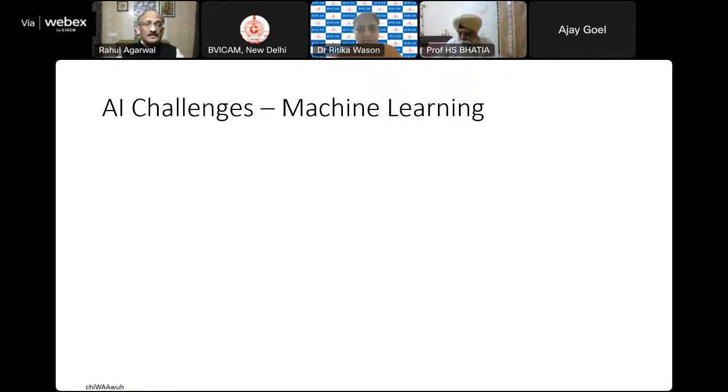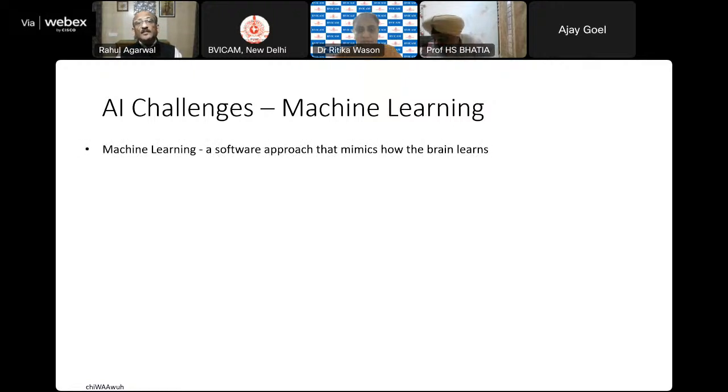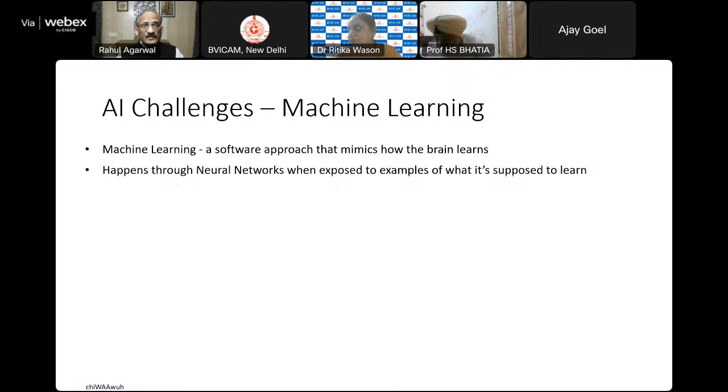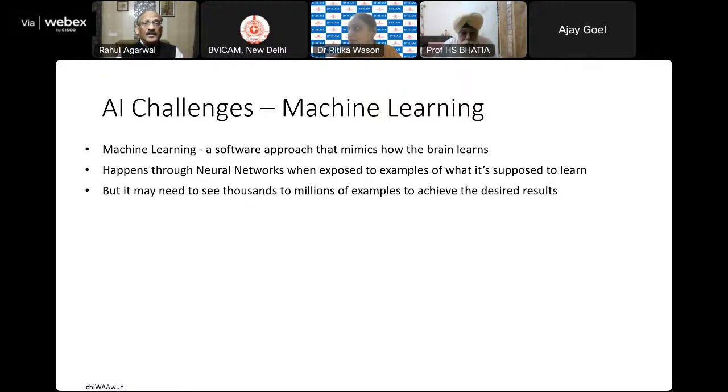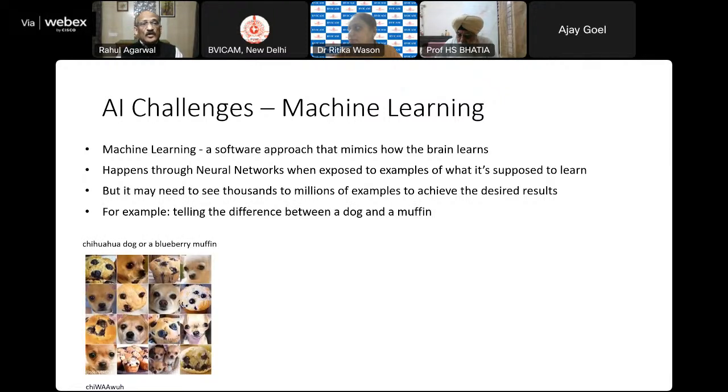Apart from this, artificial intelligence as we use it today is based upon machine learning, which is a software approach that mimics how the brain learns. It happens through neural networks when they are exposed to examples of what is supposed to be learned. But it may need to see thousands or even millions of examples to achieve the desired results. For example, telling the difference between a dog and a muffin.